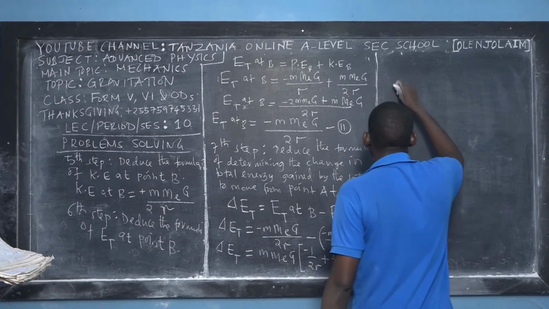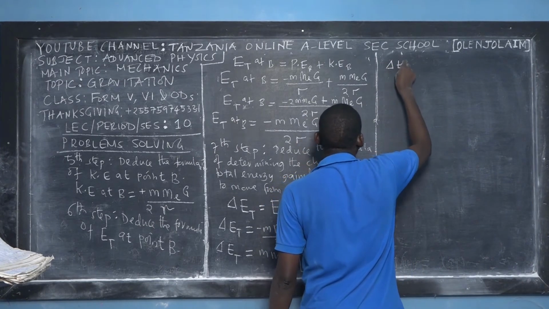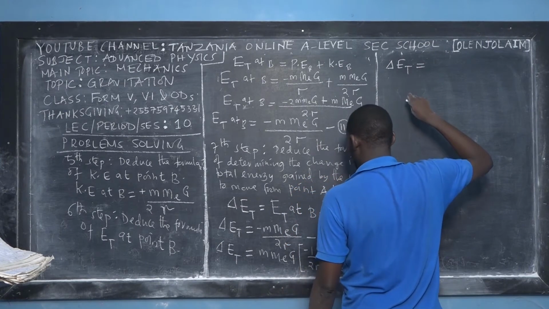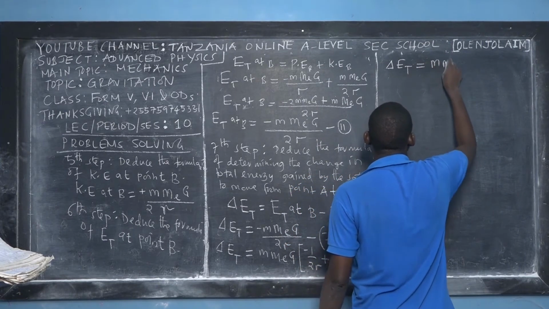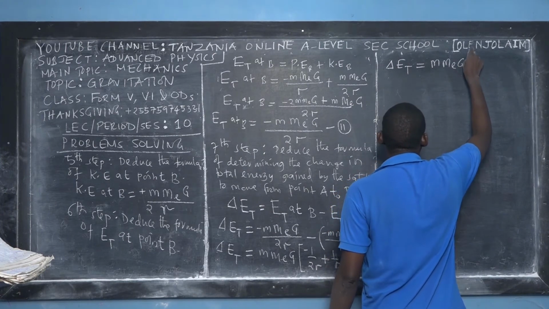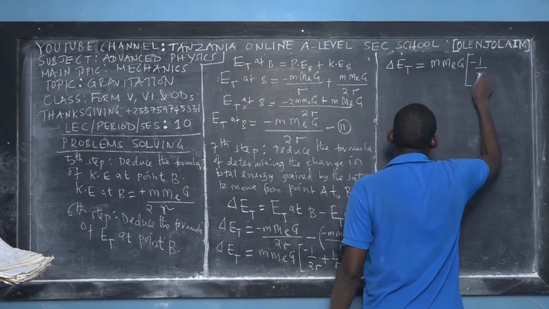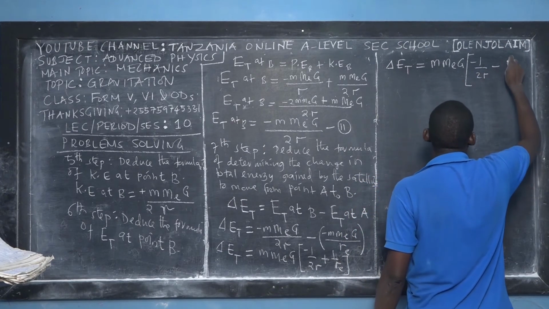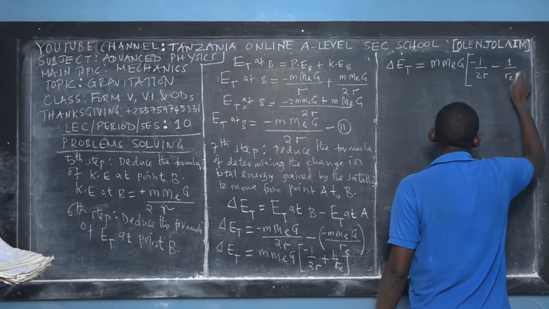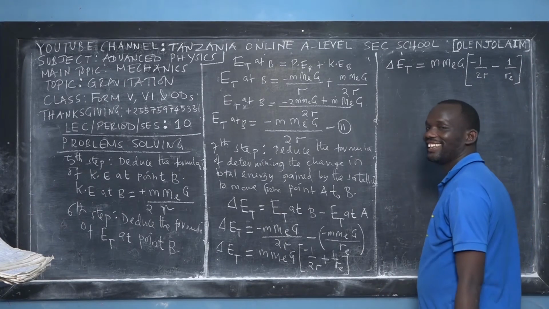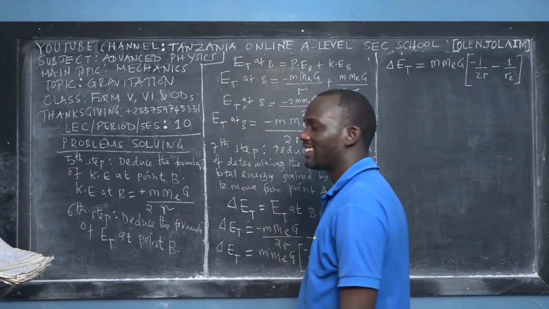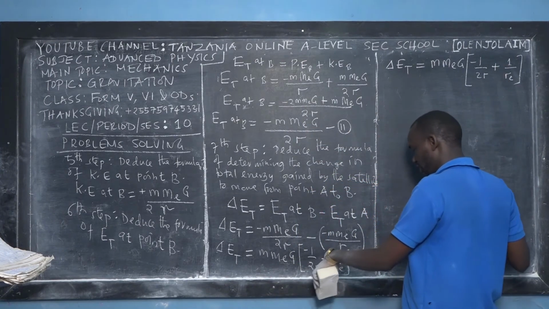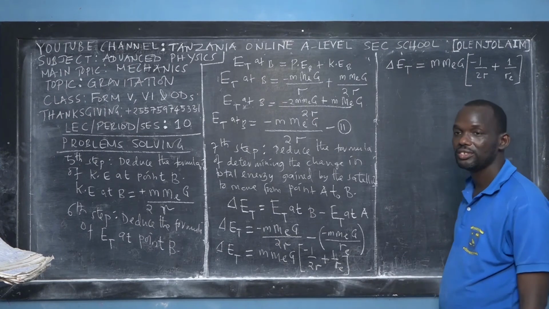Okay, so let me rewrite it here. The change in total energy between point A and point B is equal to the mass of the satellite times the mass of the S times the gravitational constant, times negative 1 over 2R minus 1 over the radius of the S. So this is positive. I just copied this formula at this point.